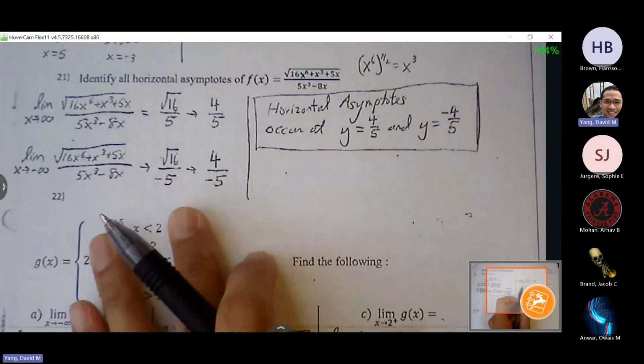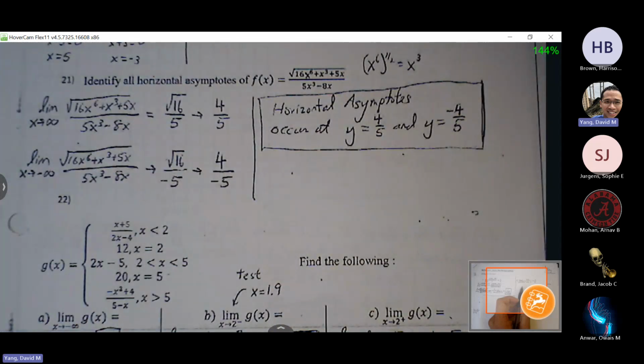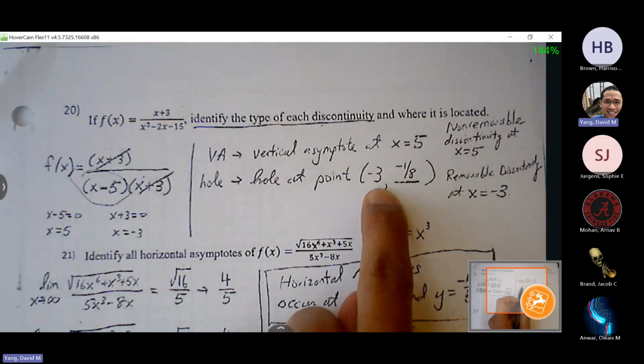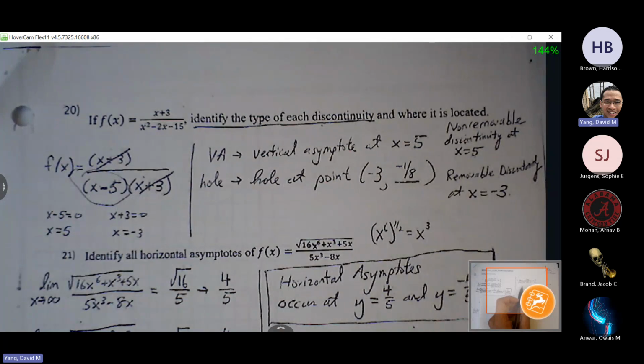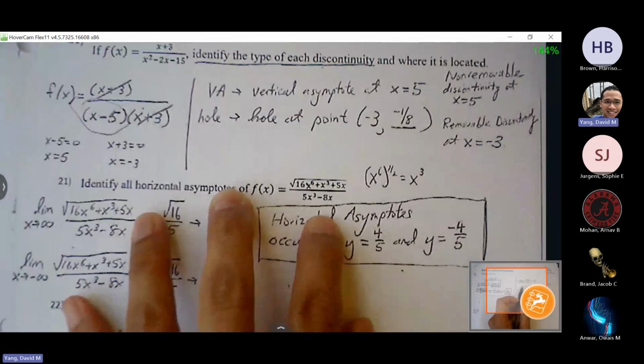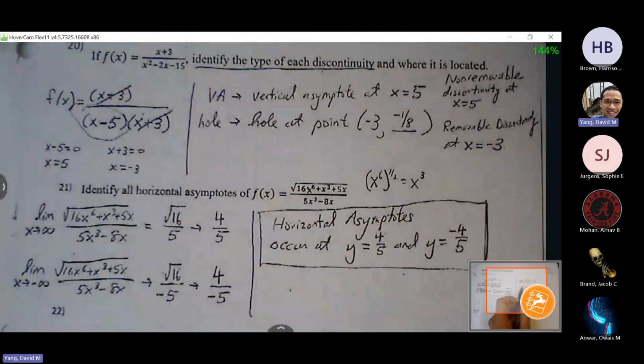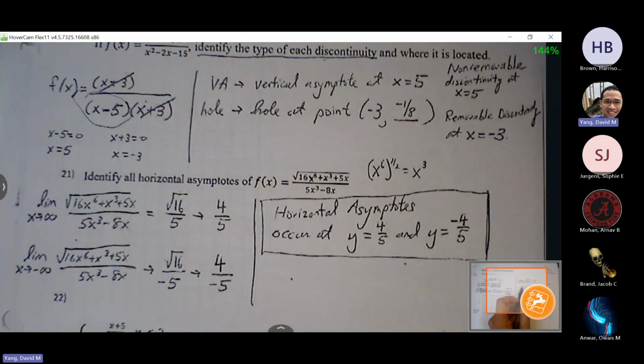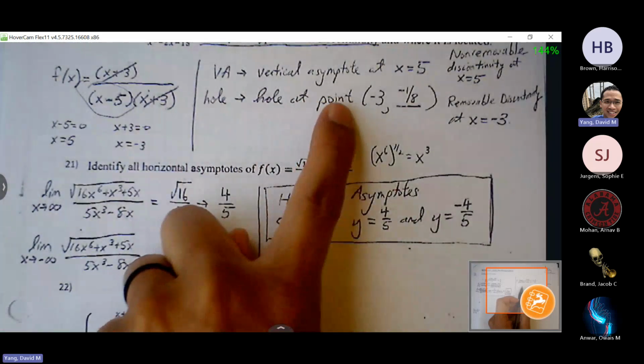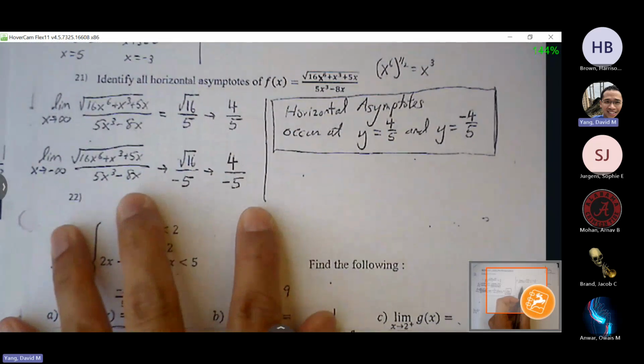Okay, number 21. Identify all horizontal asymptotes. You can get away with just the x value unless I specify give me an ordered pair. If I don't specify it, then you can just give me the x value. Okay, identify all horizontal asymptotes.